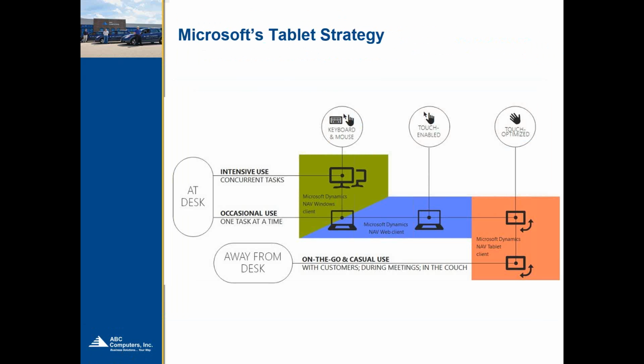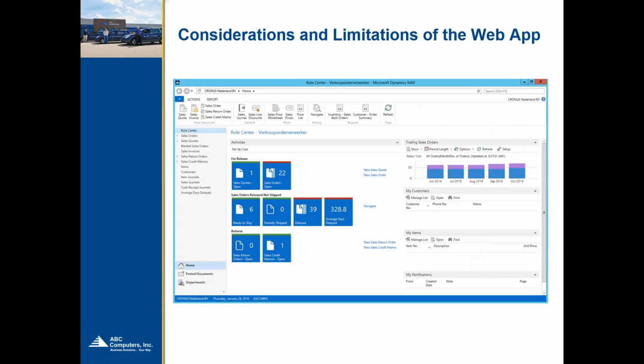So let me see here. So considerations and limitations. This is a screenshot of the web app. We're going to fire that up here in a minute, and I'm going to show you a comparison of what NAV 2015 on the full Windows client looks like compared to the web app and then a version of the tablet app. And you'll see that from what Microsoft refers to as fidelity, the way things look on your screen, it's not a scaled down offering.